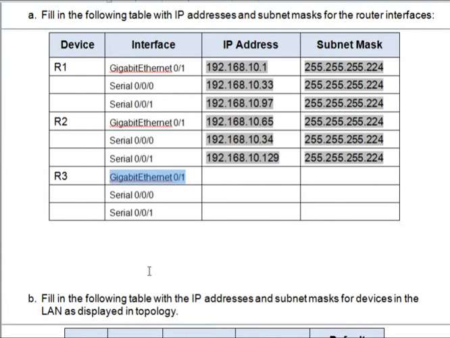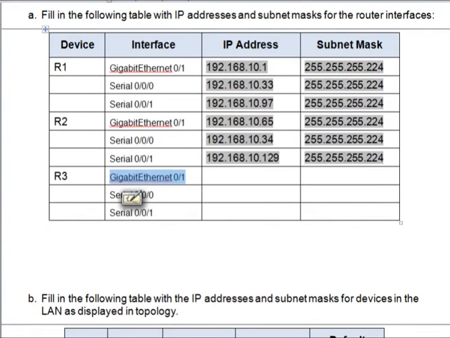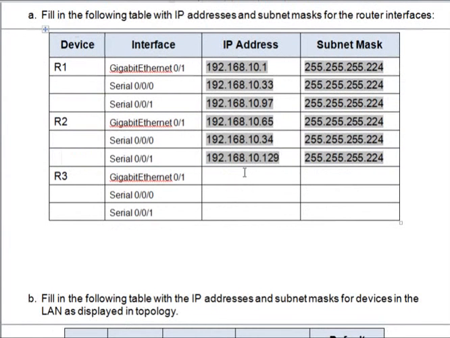Gigabit 0/1 for R3. R3 in this case is here. Gigabit 0/1 is in subnet 5. So let's proceed to look at subnet 5. For subnet 5, the range of addresses is between 161 and 190. So let's give it 192.168.10.161, and the subnet mask will be the same.